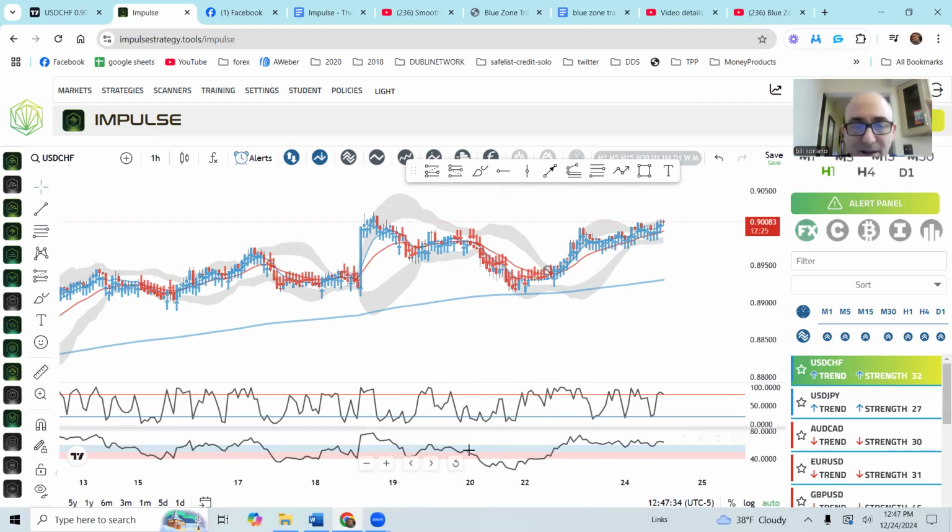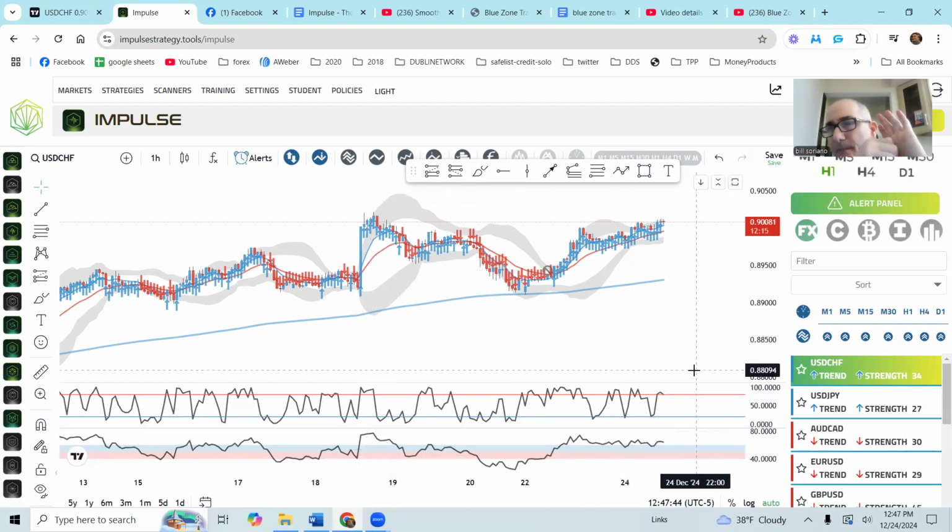Now, if it was a sell, it would be the opposite. We would look for price to move above the blue zone here, above the 80, and then drop down below the 50 to get it.